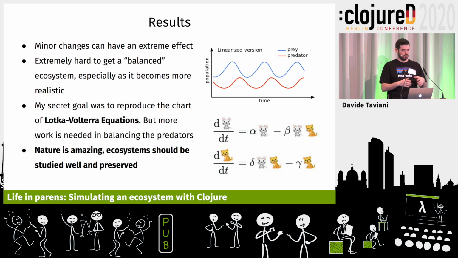I really wanted to reproduce this chart you see here about the Lotka-Volterra equations, which are ordinary differential equations you can see on the bottom right with mice and cats, that describe the population of prey and predators. It's also known as the prey-predator model, and there is a feedback loop between these two populations, because as the prey increases, there is more food, so the predator population can increase, but they eat more, so the population of prey decreases and there is less food for them to eat. And they sort of bounce off each other and make a pattern like the one we see on the top right. But I couldn't, because it's really hard to get something balanced.